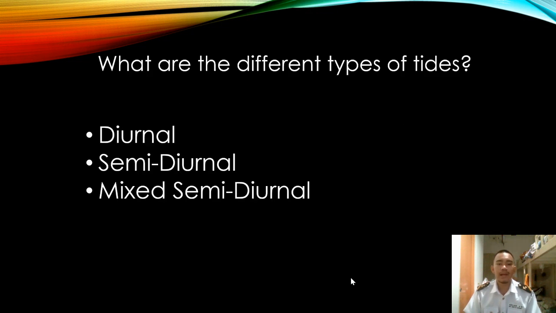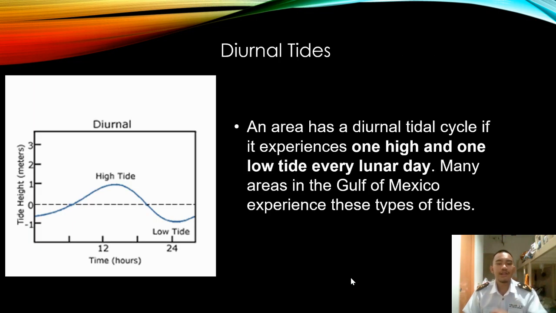And what are the different types of tides? There are three types of tides, and these are diurnal, semi-diurnal, and mixed semi-diurnal. First, diurnal tides. An area has a diurnal tidal cycle if it experiences one high and one low tide every lunar day. Many areas in the Gulf of Mexico experience this type of tide. And this is the sample picture of the diurnal. This is the high tide and this is the low tide.